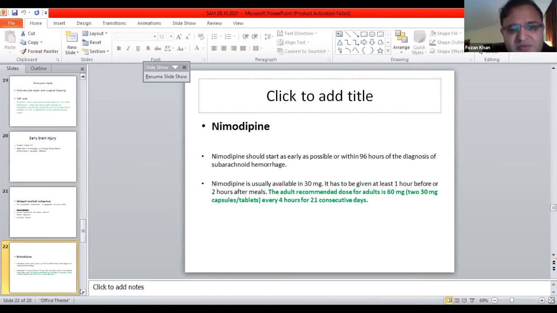So we should know that nimodipine should be started as early as possible, or within 96 hours of diagnosis of subarachnoid hemorrhage. It is available in a 30 milligram dose, so we should know about the correct dosing as well. It has to be given at least 1 hour before or 2 hours after meals. The recommended dose for adults is 60 milligrams, which will be 2 of the 30 milligram tablets every 4 hours, for 21 consecutive days.